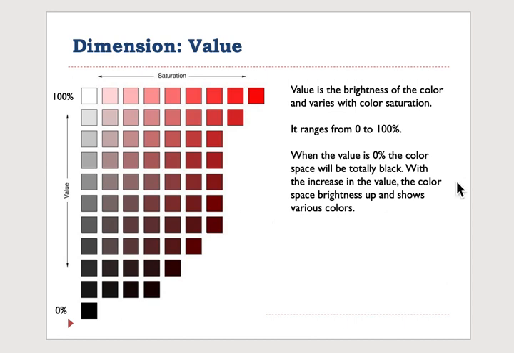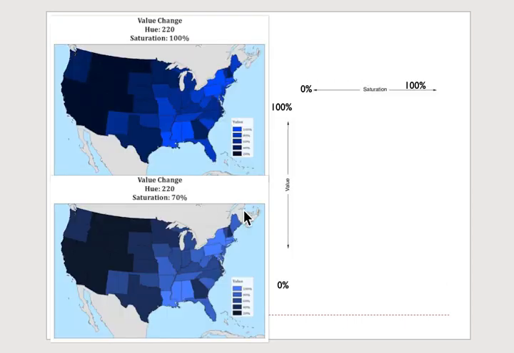And value is the brightness of the color and varies with color saturation. So when the value is 0%, the color space will be totally black. With the increase in the value, the color space brightens up and shows the various colors. And in this example, our saturation is 70%, so it has a hint of gray compared to our saturation of 100%.